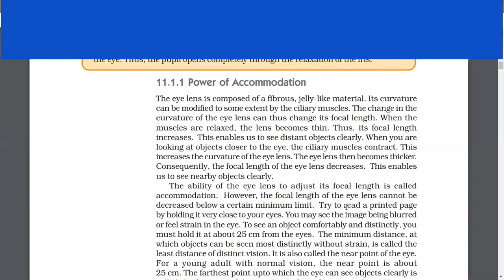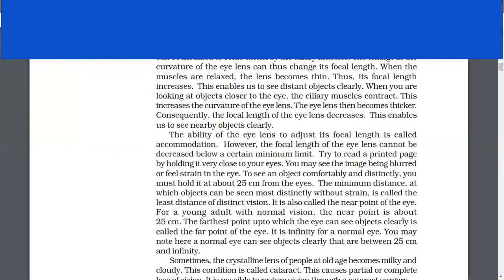Consequently, the focal length of the eye lens decreases. This enables us to see nearby objects clearly. The ability of the eye lens to adjust its focal length is called accommodation. However, the focal length of the eye lens cannot be decreased below a certain minimum limit.